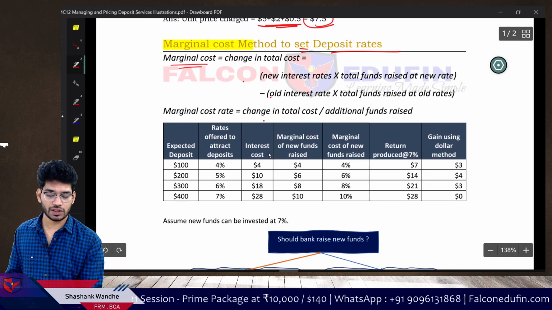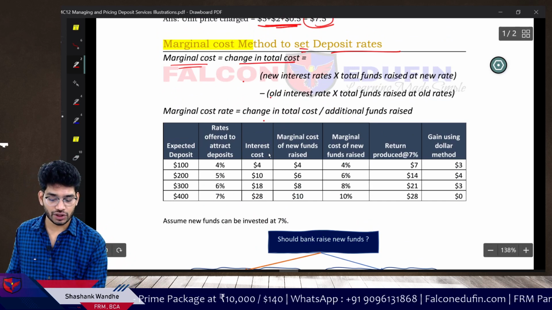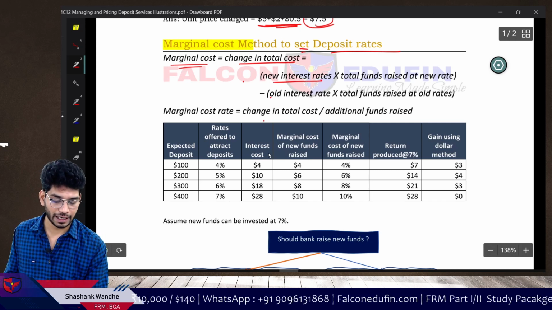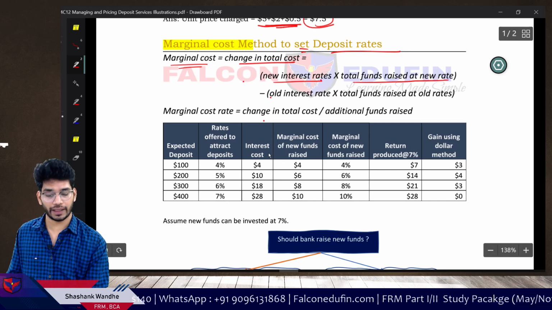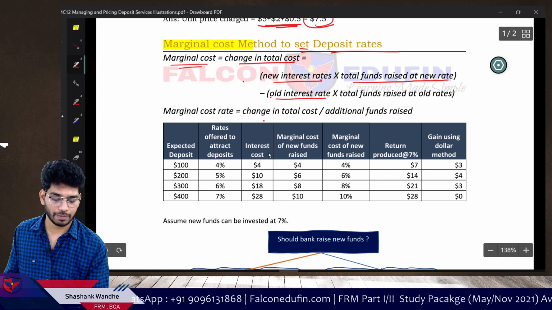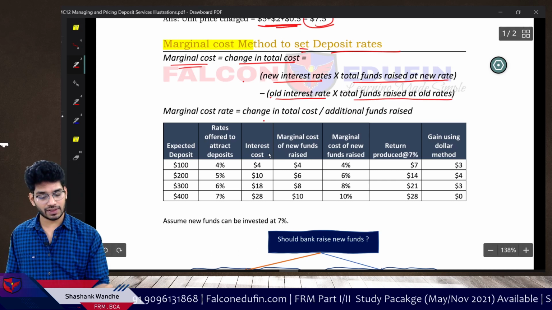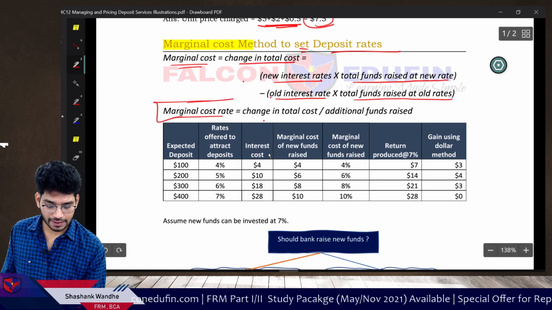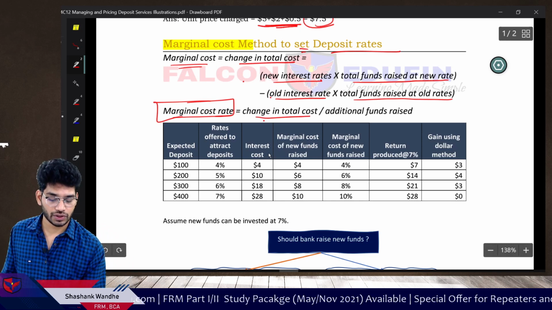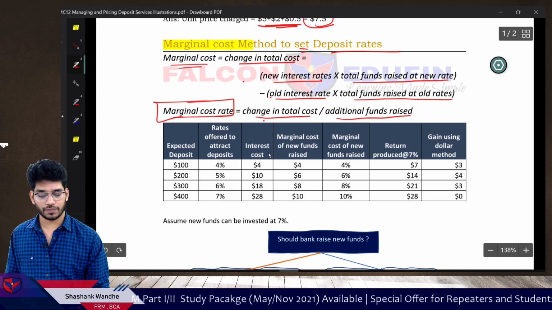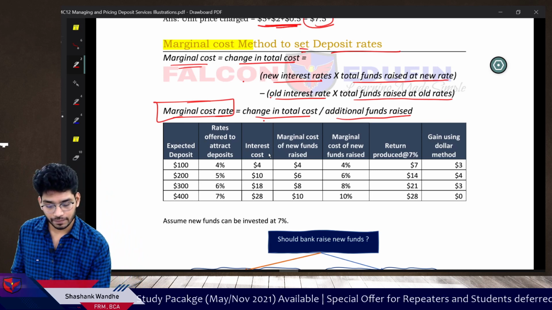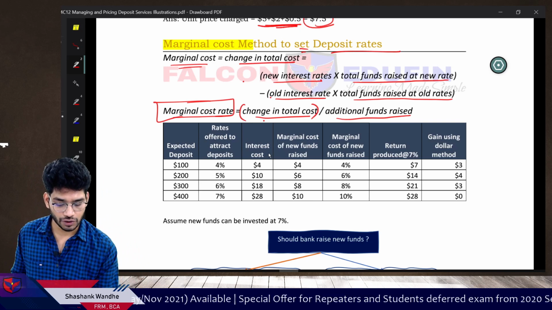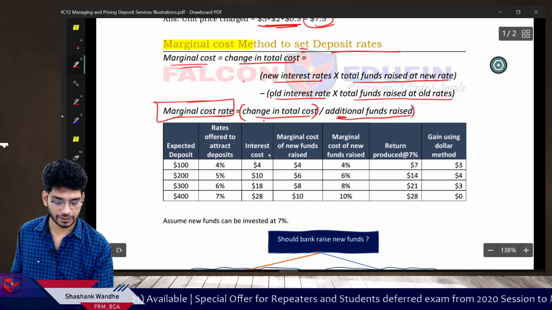So what is the marginal cost? Marginal cost is the change in the total cost, which is equal to the new interest rate multiplied by total funds raised at the new rate, minus the old interest rate multiplied by total funds raised at the old rate. And then the marginal cost rate is the change in the total cost divided by additional funds raised. So whatever is the change in the total cost of maintaining these accounts, divided by additional funds raised.